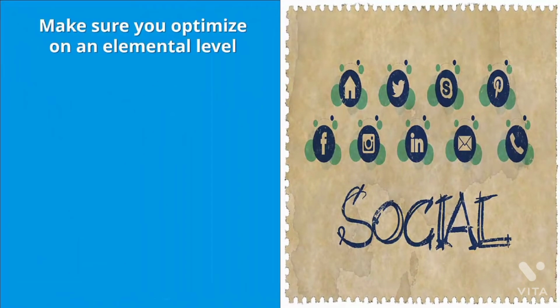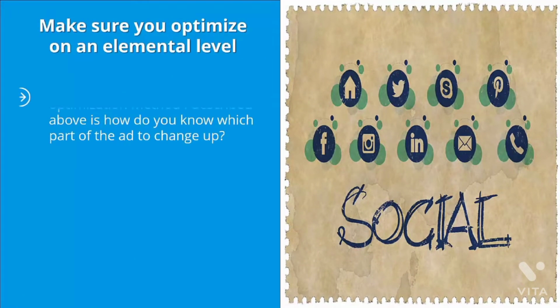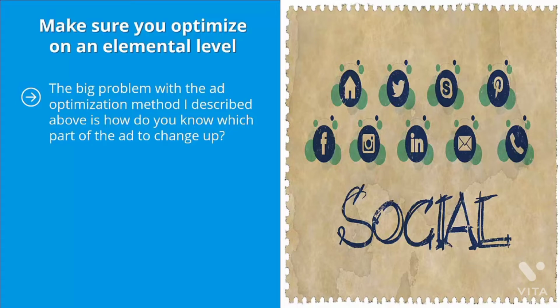Make sure you optimize on an elemental level. The big problem with the ad optimization method I described above is how do you know which part of the ad to change up? How do you know which part of the ad to optimize? Wholesale variations do not work. You can't just take an ad, see that it doesn't work, replace it with a completely different ad, see that it doesn't work, and then repeat that process.